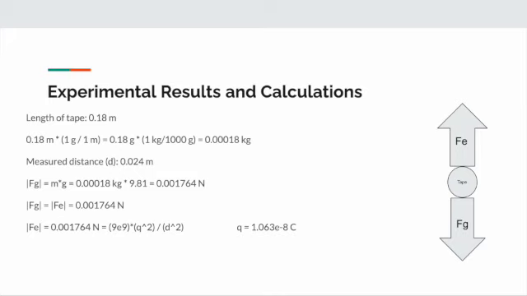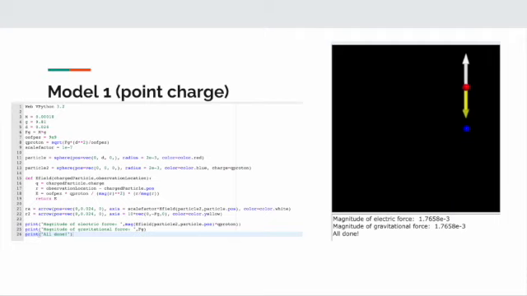And then as you can see on the right, the free body diagram. Since the tape is hanging at rest, we know that the forces must cancel each other out due to Newton's third law. So the magnitude of the force of gravity is equal to the magnitude of the electric force, which is also 0.001764. Then using Coulomb's law, we can calculate Q because that's the only unknown, since we have the d above. We found that Q is equal to 1.063 times 10 to the negative 8 coulombs. That's the magnitude of Q. In reality, it will be negative because it's negatively charged due to the excess of electrons.